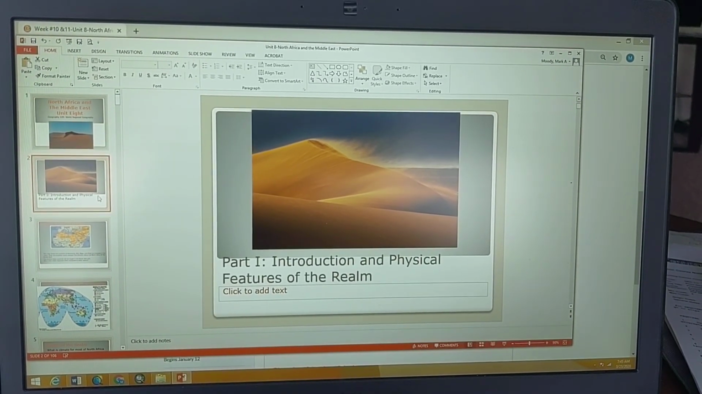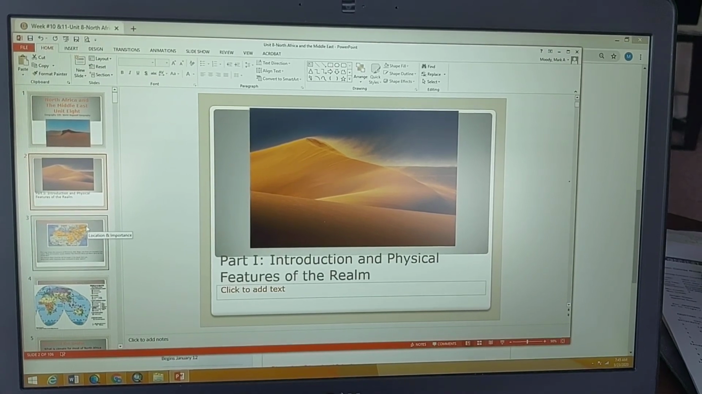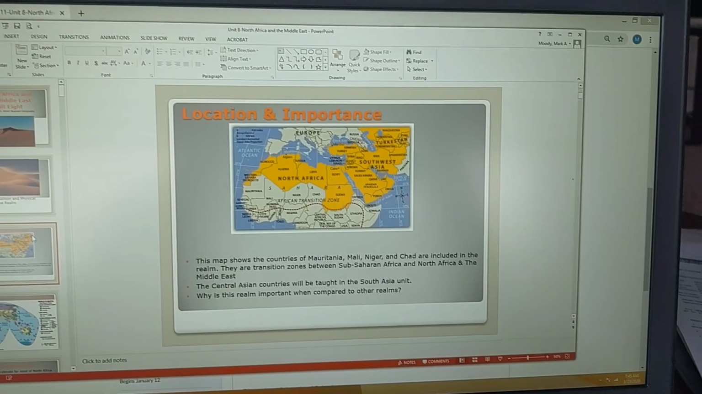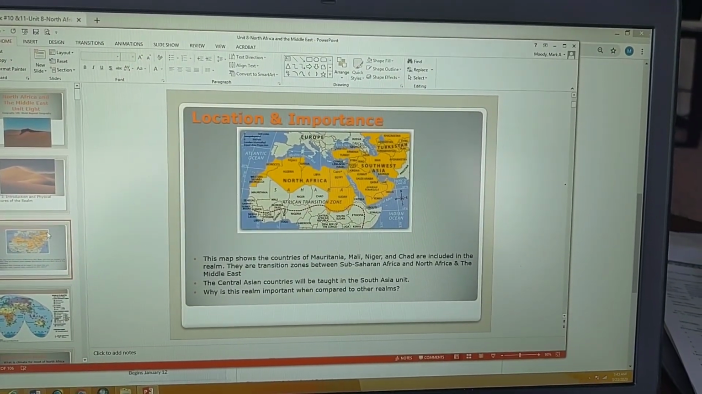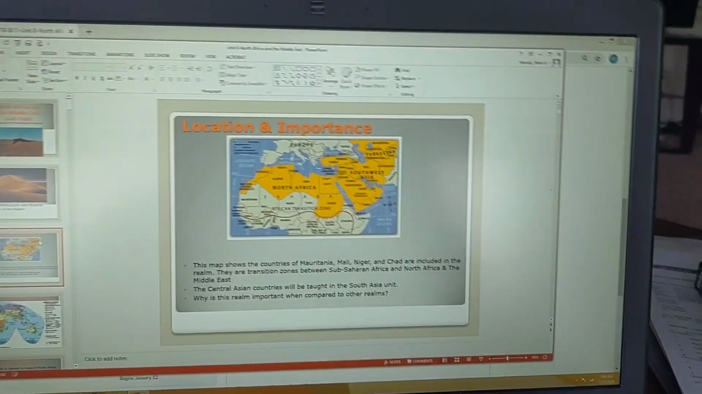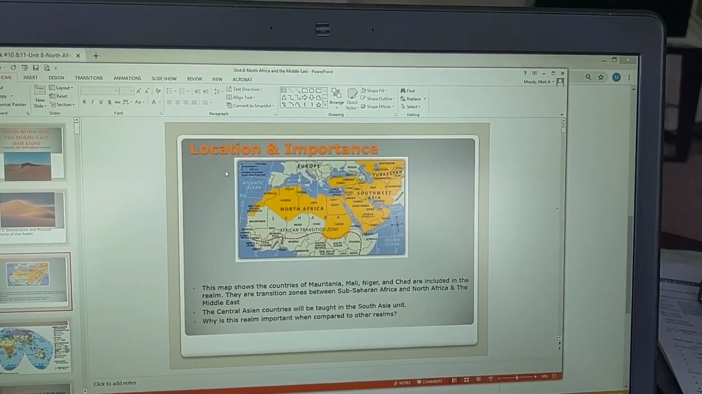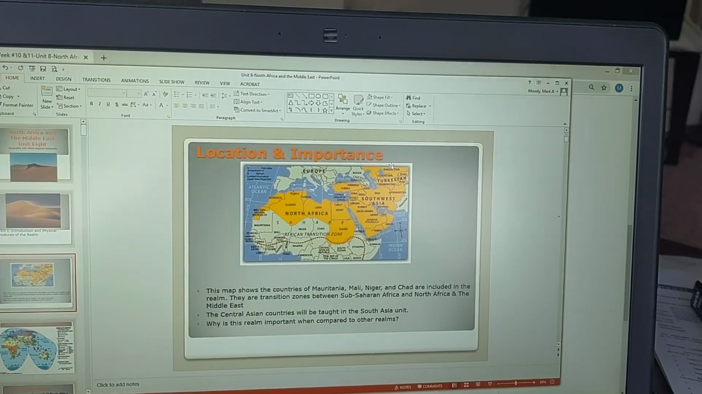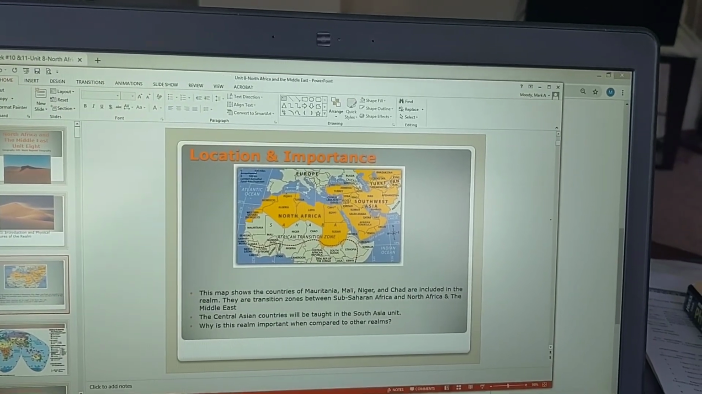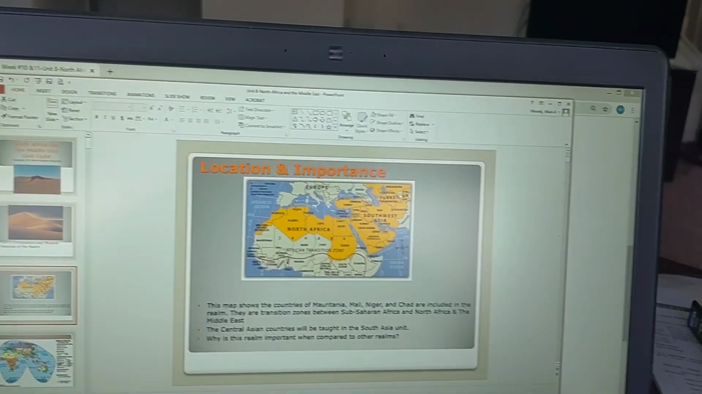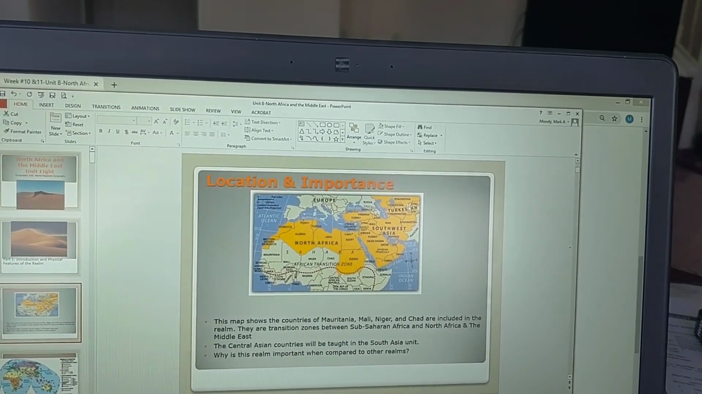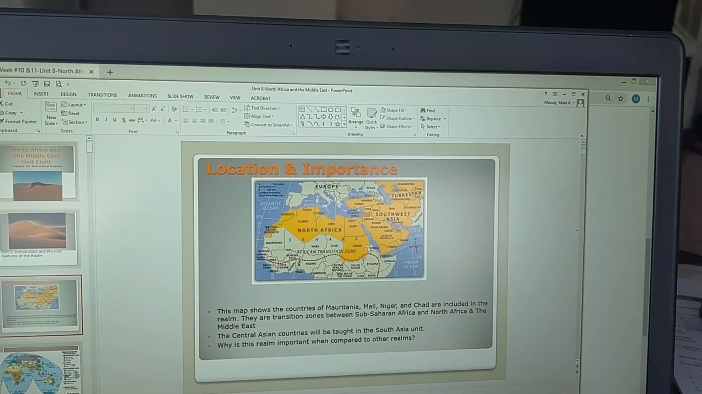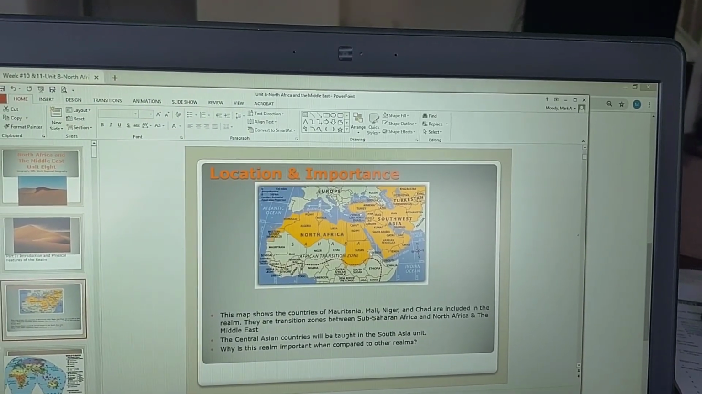So, the introduction and the physical features of the realm. When you look at North Africa and the Middle East, I don't like to use the term Southwest Asia, and the reason is that a lot of the countries they group with it were formerly part of the Soviet Union and are more linked with South Asia. So that's why I always say North Africa and the Middle East.